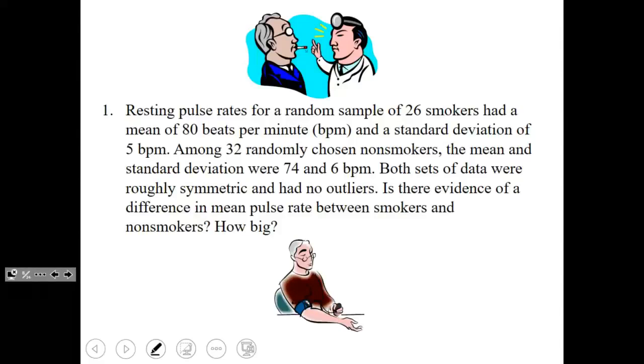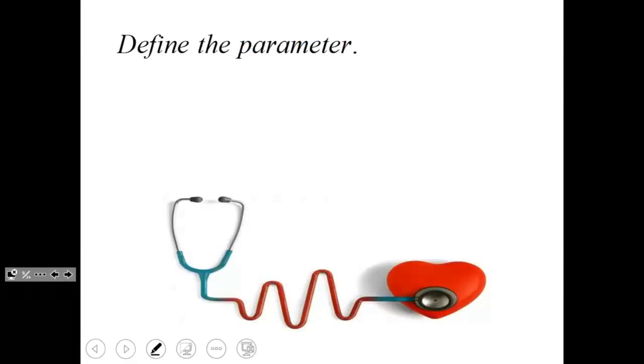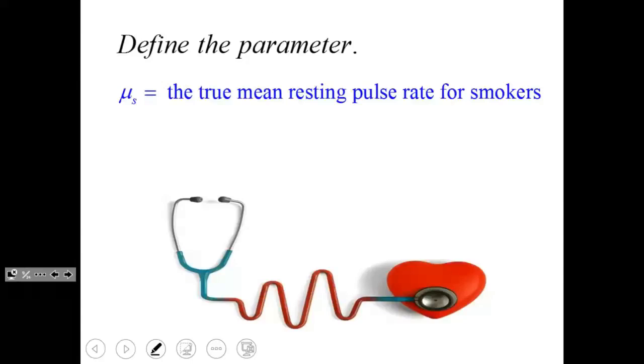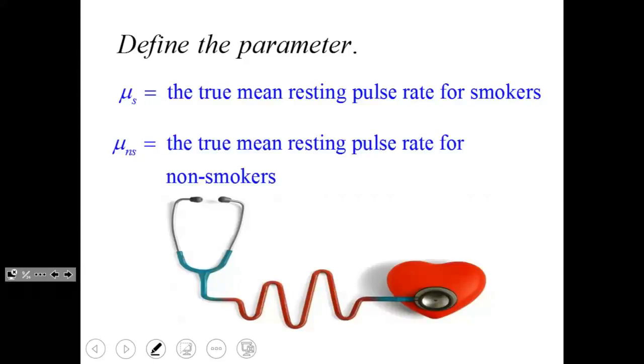If so, how big? Now to do this, there's a few things I've got to do first. First of all, I need to define my parameter. Mu-S, the true mean resting pulse rate for smokers. And if that's one of them, the second one should be pretty clear. It's the true mean resting pulse rate for non-smokers. So I've defined my parameters.